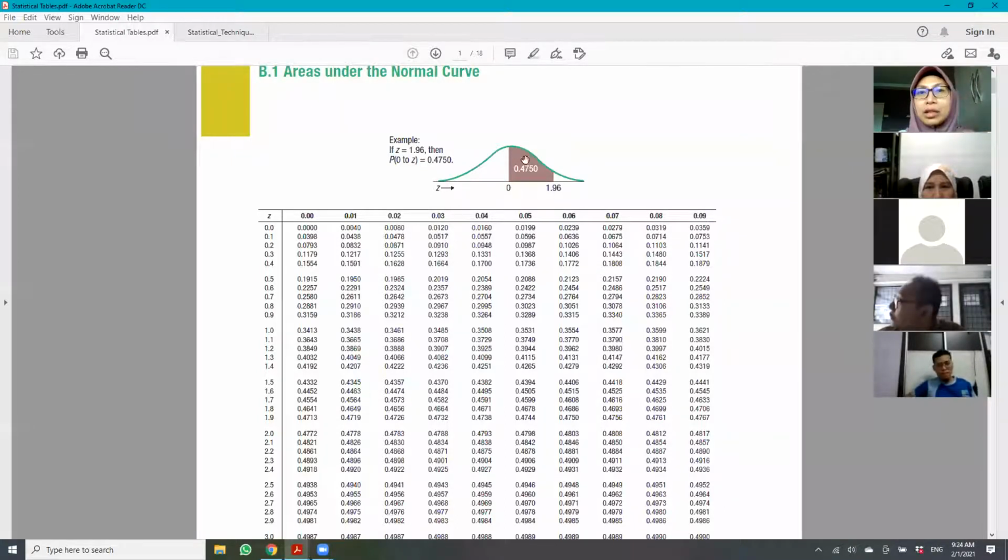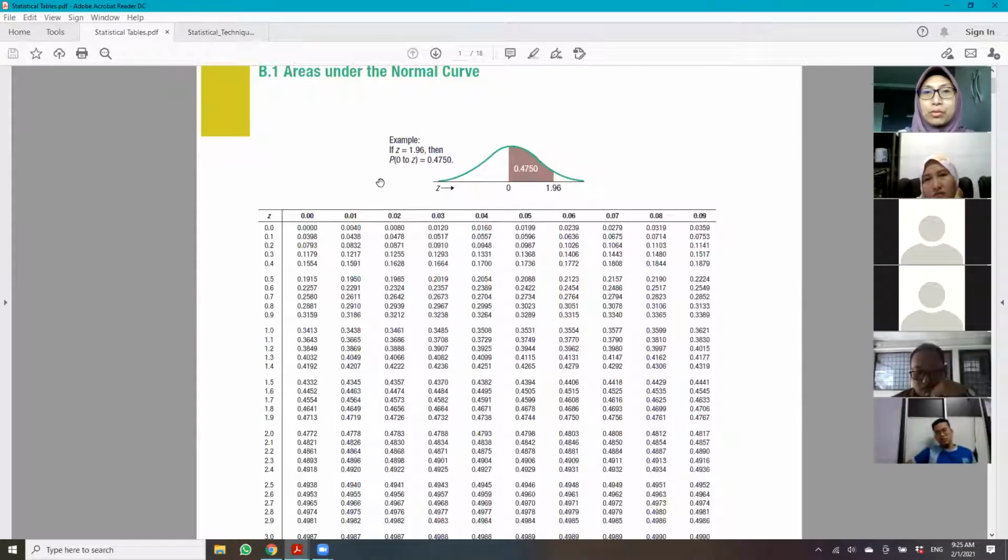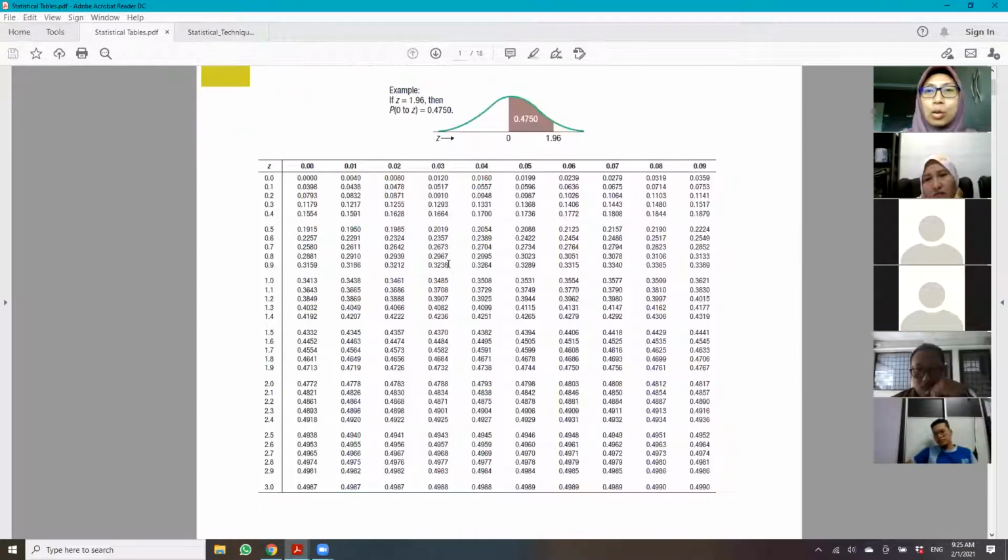Why half? Because you look at the table, you look at your curve. The area under the curve is 100%, right? Total area is 100%. What is 100%? Isn't it one? One. So if you cut this diagram into half, each half is 0.5. 0.5 plus 0.5 gives 100%, which is one. Understand? That is why when you read this table, you are actually looking at one side only. So the bigger your Z value, the bigger your probability.